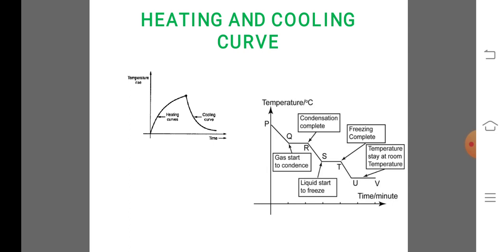This is one kind of cooling method to reduce the temperature rise, where we find the ambient temperature. Next, the liquid starts to freeze at the end of S. At curve T, the freezing is completed. Next, the temperature stays at room temperature because the temperature has completely come down from the high level.